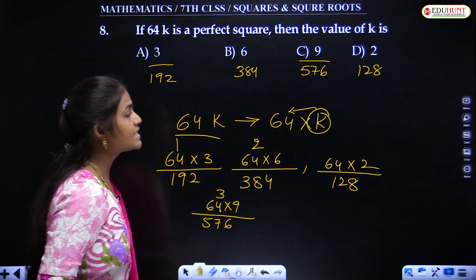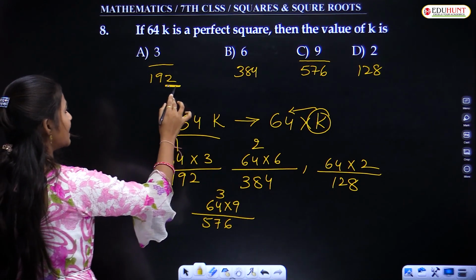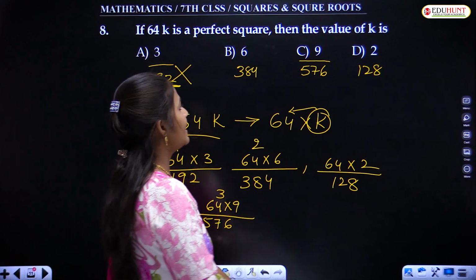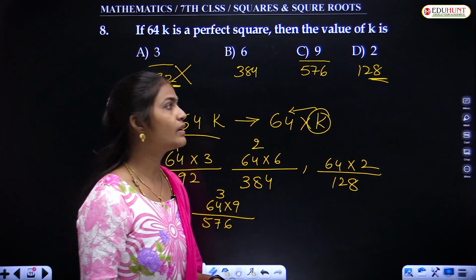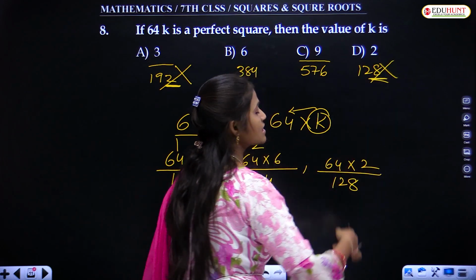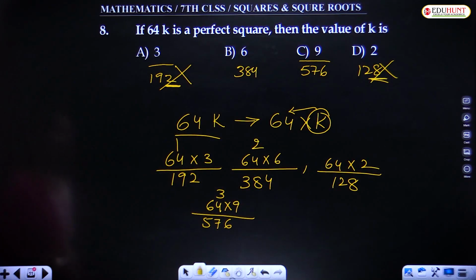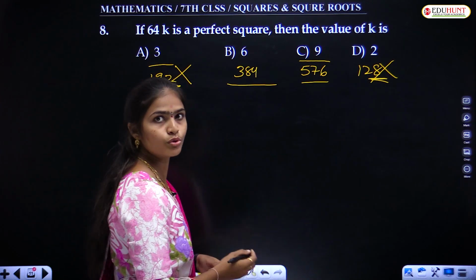Here by seeing only we can say that this number is ending with 2, and a square cannot end with 2. That's why this is not a perfect square. Next, come to this one. Here also this number is ending with 8, so we can say that this is also not a perfect square. Okay, so 2 options are completed. Next we have to check these 2 options.